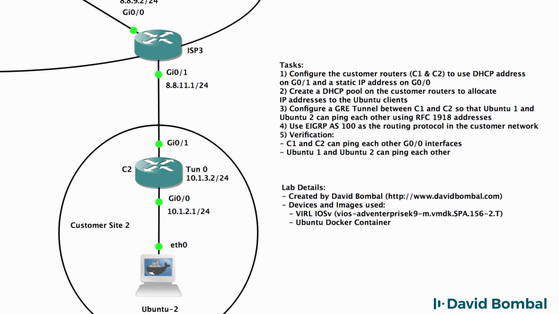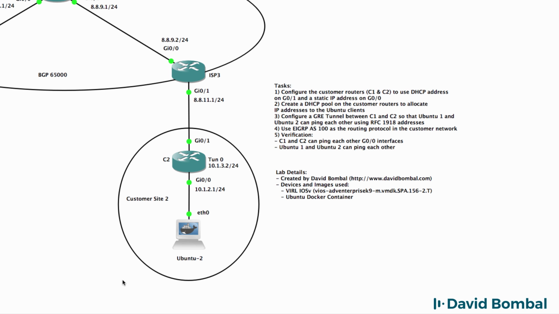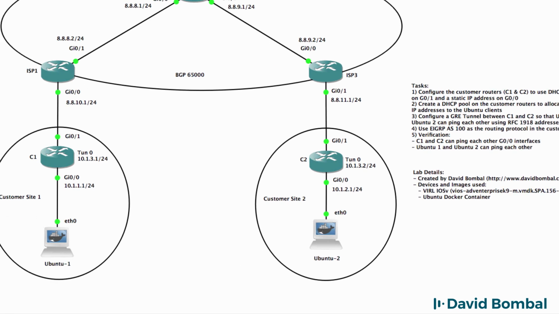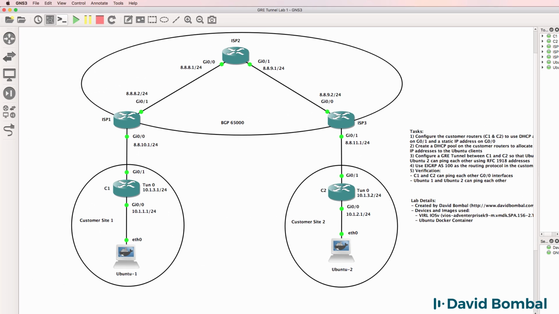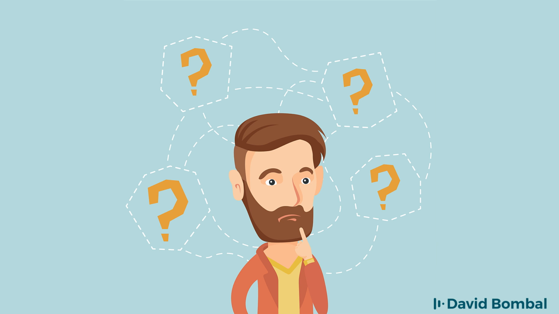In this topology, I'm using Cisco IOSv router images, and I'm using Ubuntu Docker containers in the GNS3 topology. So you'll need to get a Cisco IOSv image to complete this lab. You can get that from virl.cisco.com.